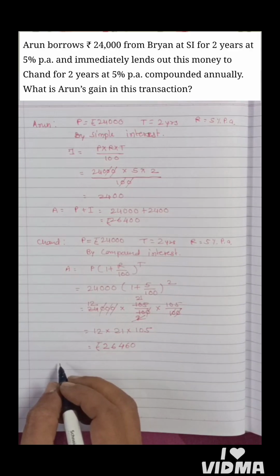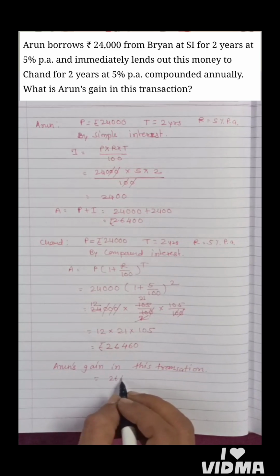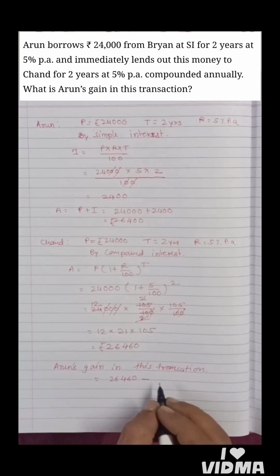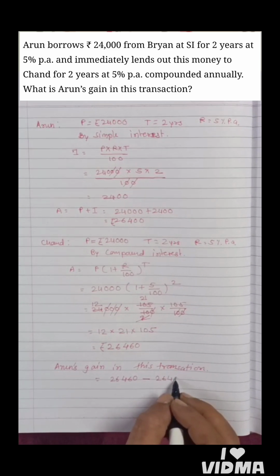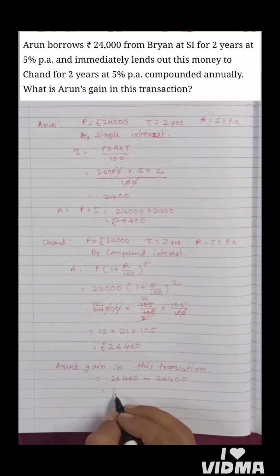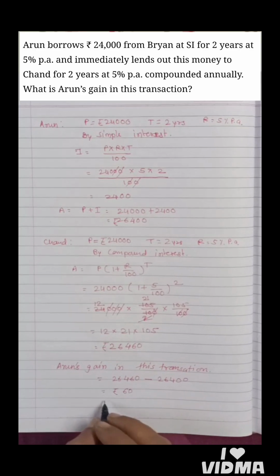As we have to find out Arun's gain in this transaction, it is 26,460 minus 26,400, and that is rupees 60.